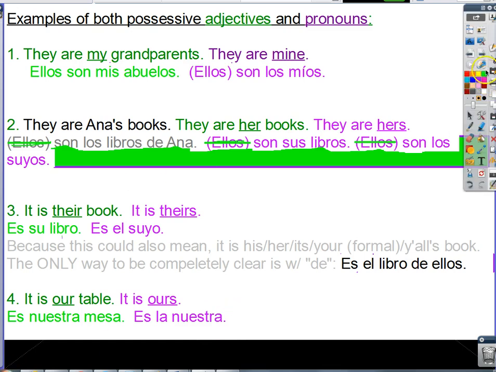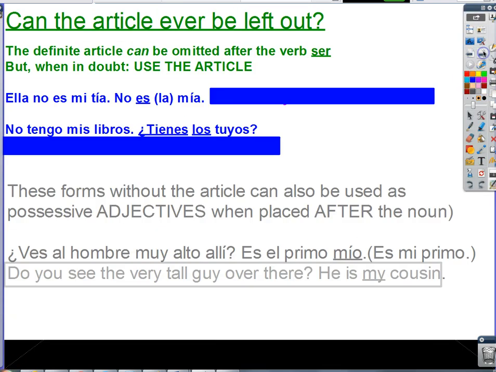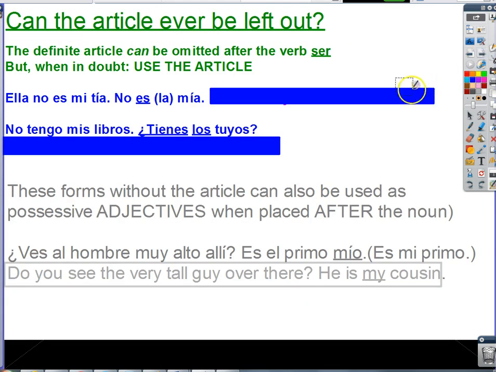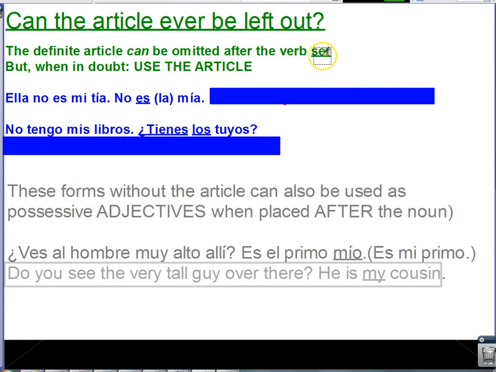All right, let's see if you have that last bit of info in your notes correct and if you understood it. Can the article ever be left out? Can you ever leave out the el, la, los, or las? Well, the answer is yes, but only if it's after the verb ser. And if you're like, I can't remember if I need it or not, always use it. You will never be counted off wrong for using it with ser, but you will be counted off if you don't use it without ser.